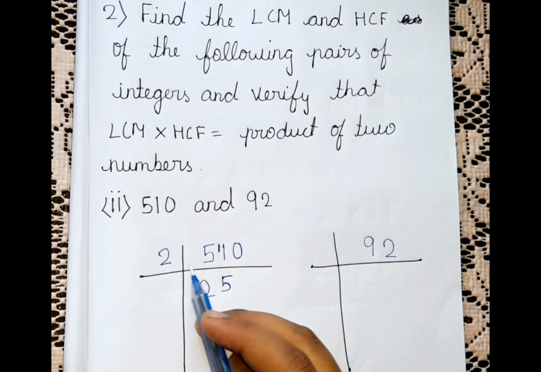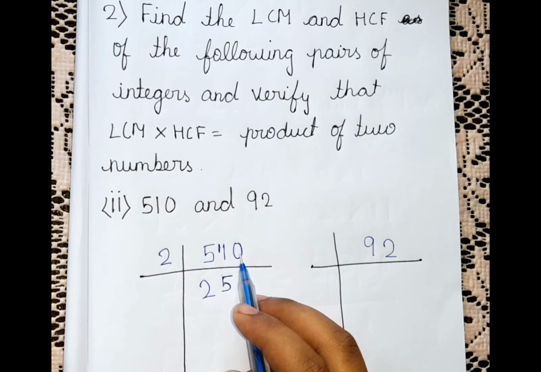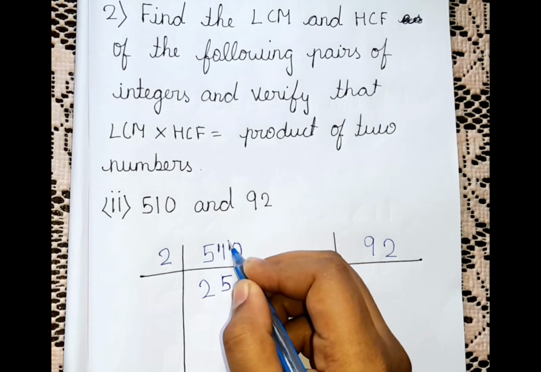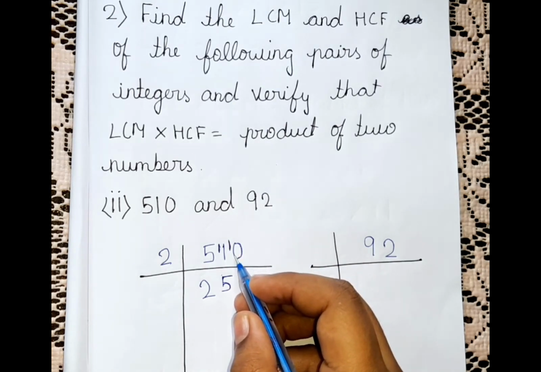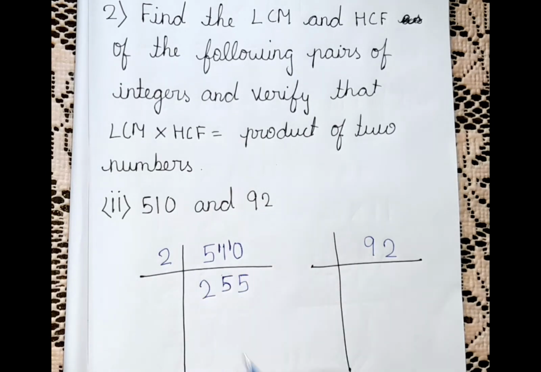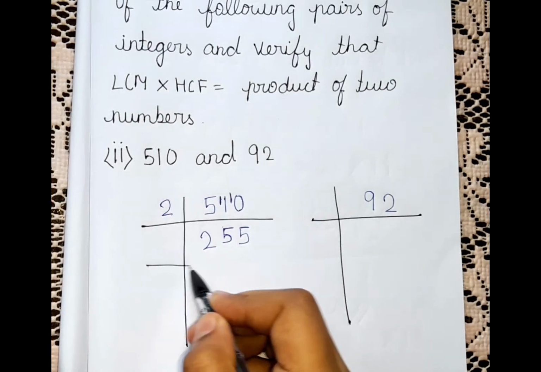So 5 2s are 10, but here it is 11. When we cancel the 10, 1 is left out. So we get 1 as balance, and we can write the 1 right over here. Now it is 10. Of course we get 10 in the 2 table, so we can write 5 2s are 10. So we got 255.